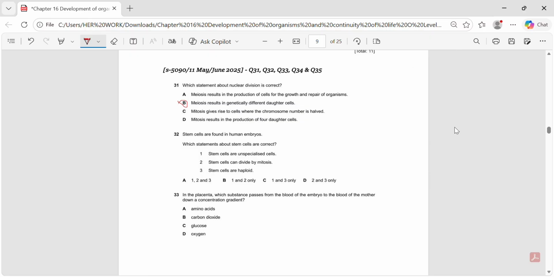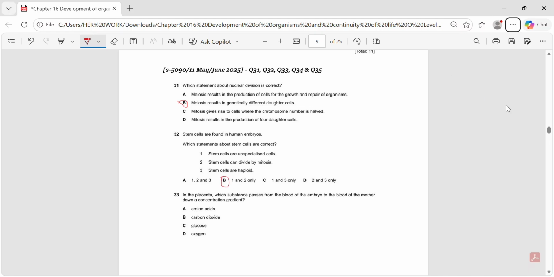Next, we have the question, stem cells are found in human embryos. Which statements about stem cells are correct? The statements given are, 1, stem cells are unspecialized cells. 2, stem cells can divide by mitosis. 3, stem cells are haploid. This means that stem cells are unspecialized and can divide by mitosis, but they are not haploid, they are diploid, so the correct answer is B, 1 and 2 only.